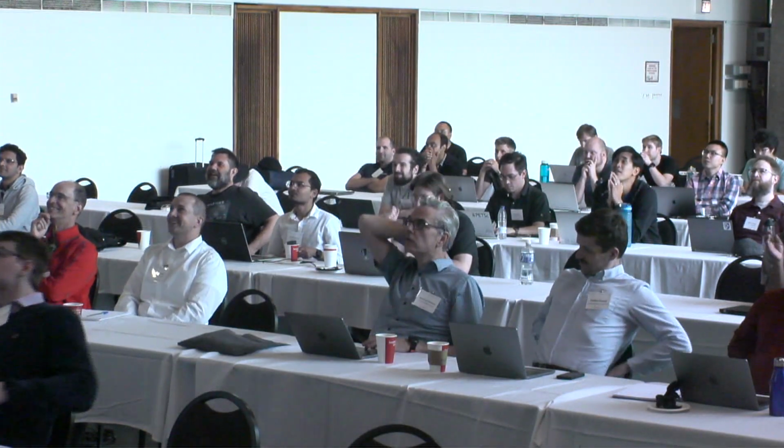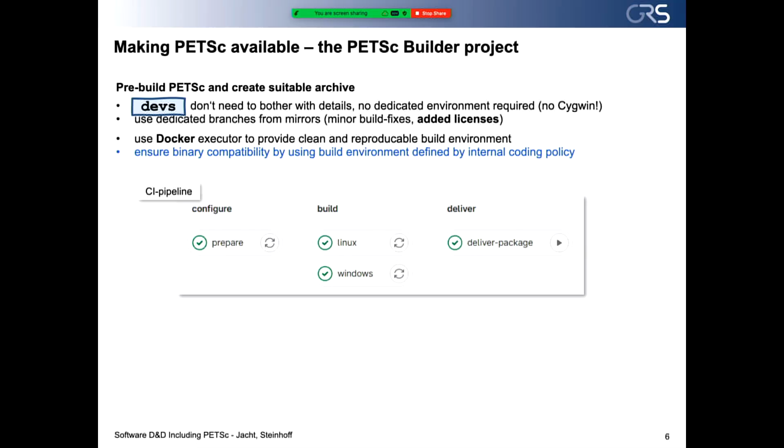Let's see. Oh yeah, making PETSc available, the PETSc Builder project. So we came to a decision that to not, okay, let's put it in a different way. The most important thing is the first bullet point, which says no Cygwin, because we need things on Windows as well.